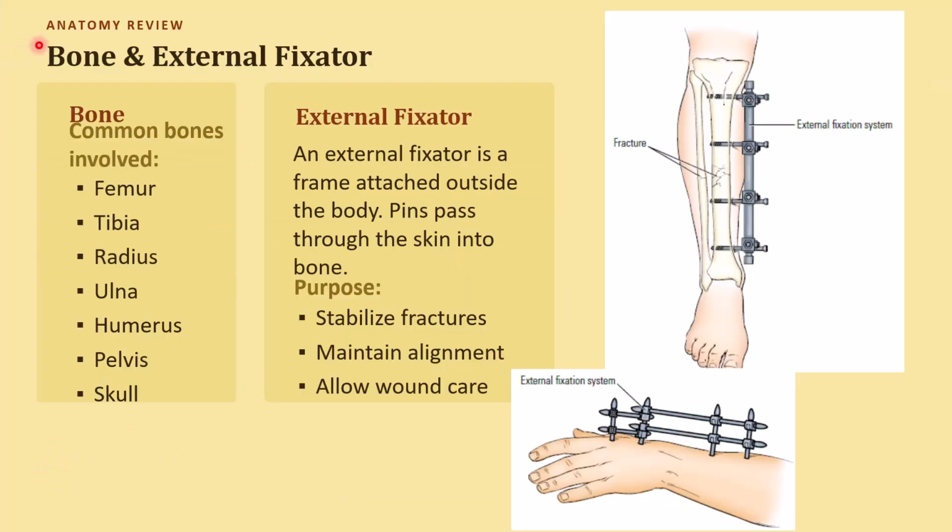Okay, let's start with the anatomy review. Bone and external fixator. The common bones involved are femur, tibia, that's the leg bones, radius, ulna, humerus, that's the arm bones, and pelvis and skull. What is an external fixator? You can see here. An external fixator is a frame attached outside the body. Pins pass through the skin into bone. The purpose is to stabilize the fractures, maintain alignment, and allow wound care.